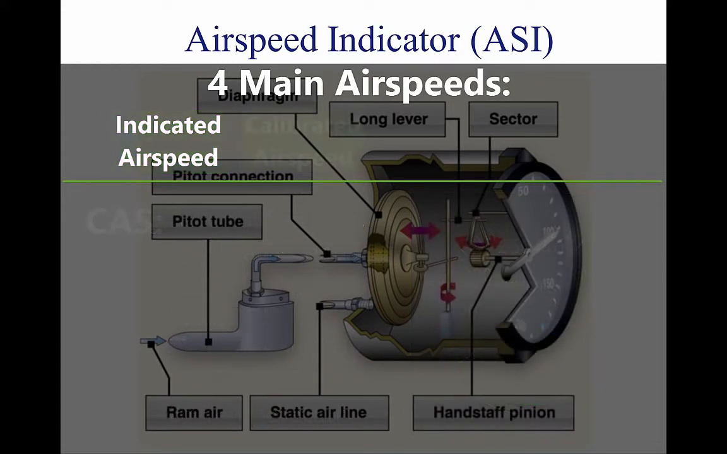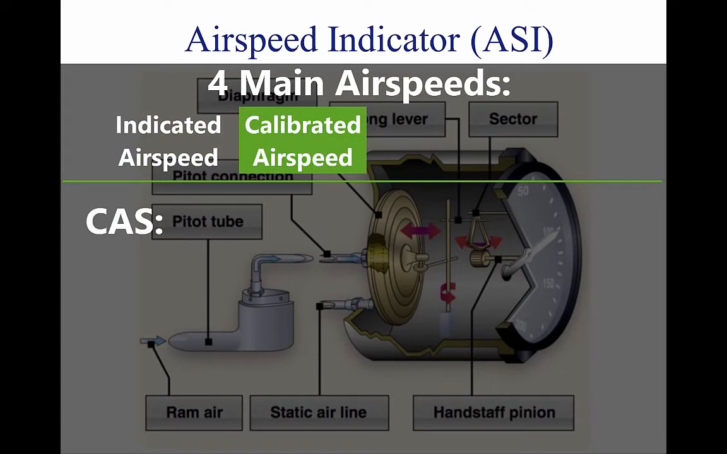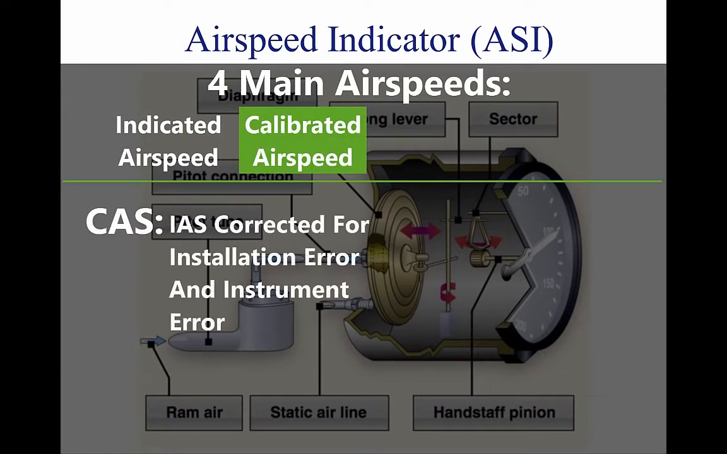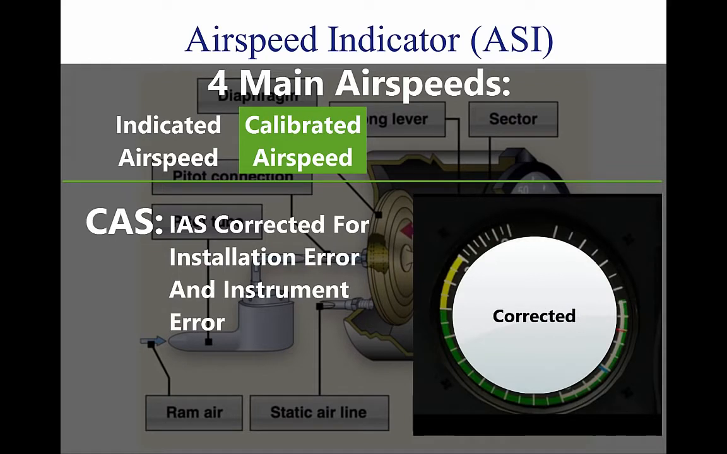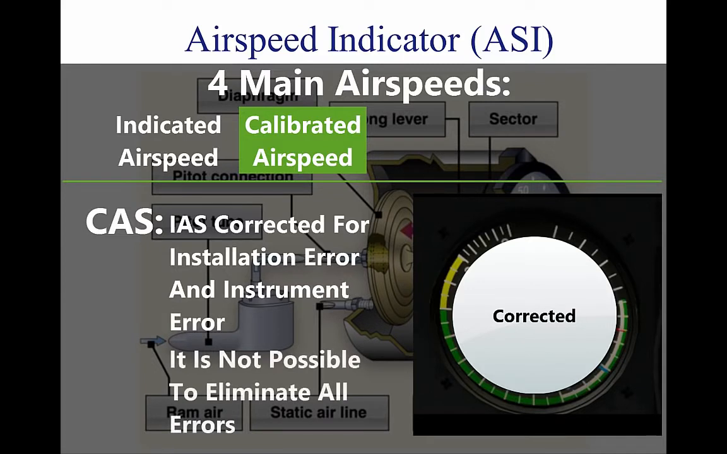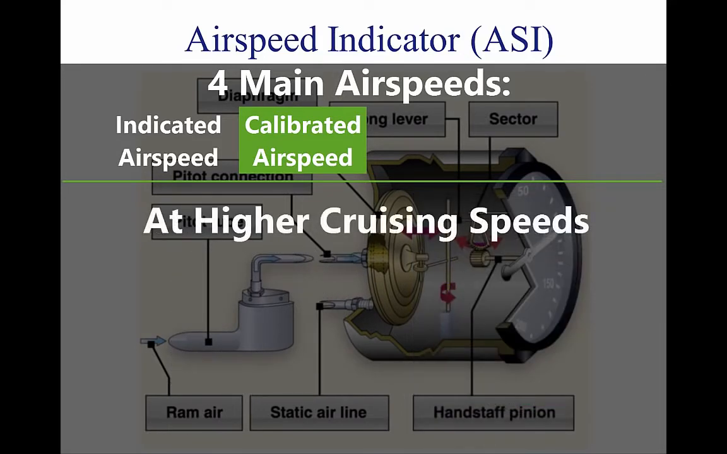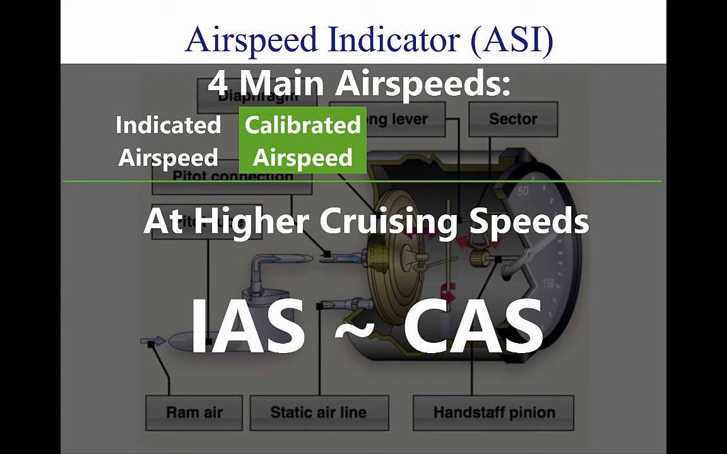temperature. 2. Calibrated airspeed, CAS. IAS corrected for installation error and instrument error. Although manufacturers attempt to keep airspeed errors to a minimum, it is not possible to eliminate all errors throughout the airspeed operating range. At certain airspeeds and with certain flap settings, the installation and instrument errors may total several knots. In the cruising and higher airspeed ranges, IAS and CAS are approximately the same. Refer to the airspeed calibration chart to correct for possible airspeed errors.